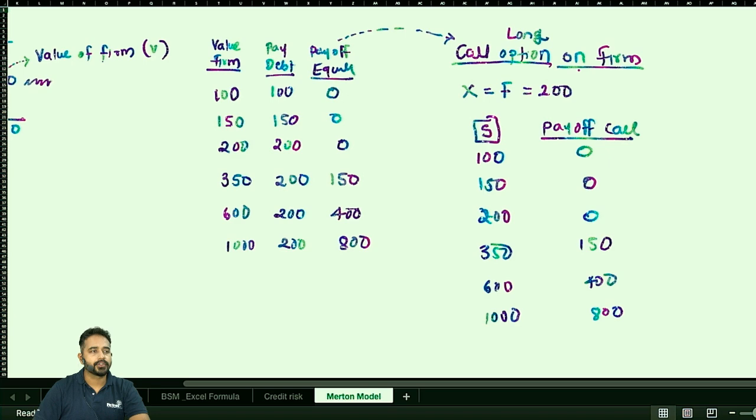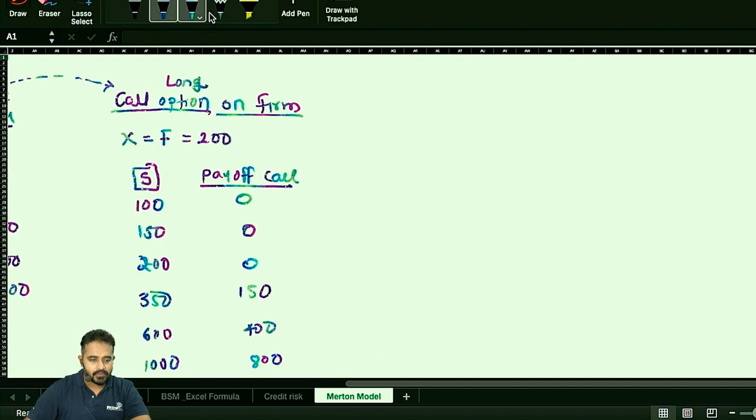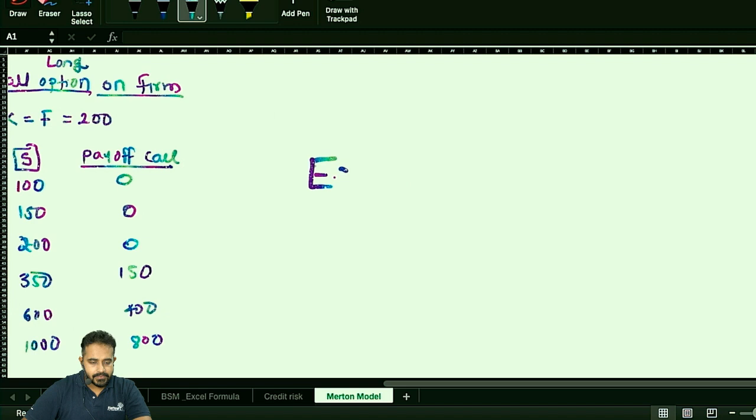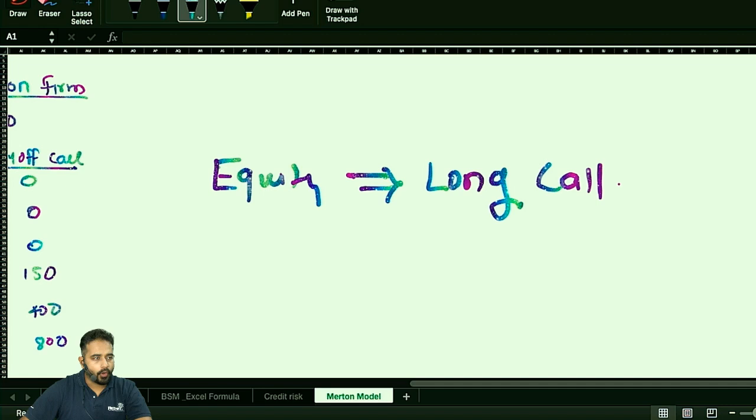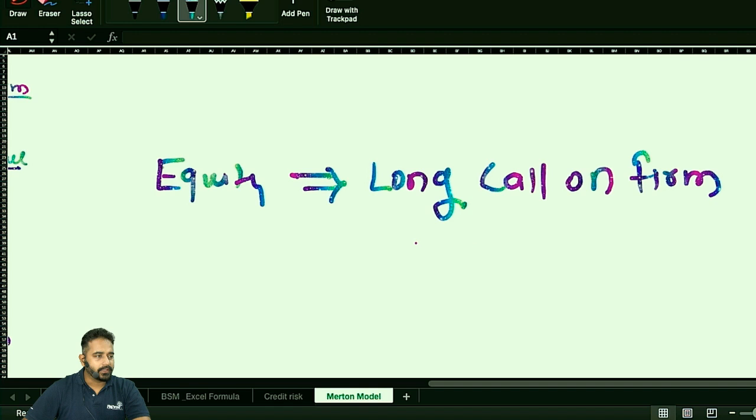So that's the fundamental point, right? That's what I want to emphasize. So let me rewrite that again for you. The equity of a business, if you want to value equity for a business, that is the same as a long call on the firm, underlying asset being the firm. Long call on the firm with a strike price equal to the face value of the debt.